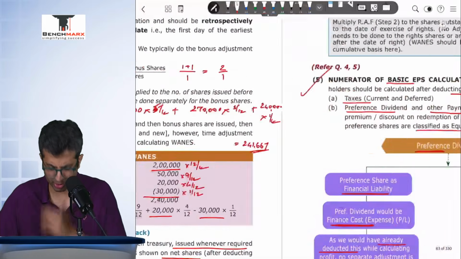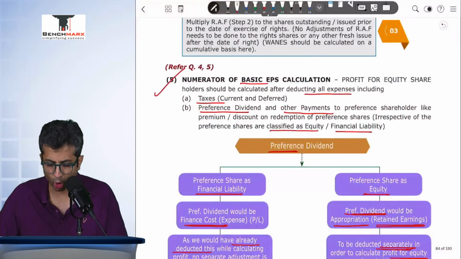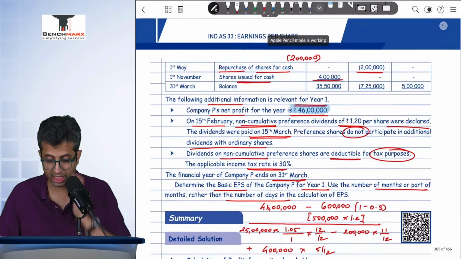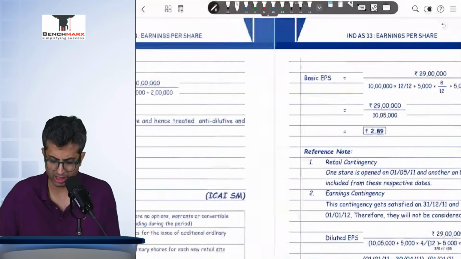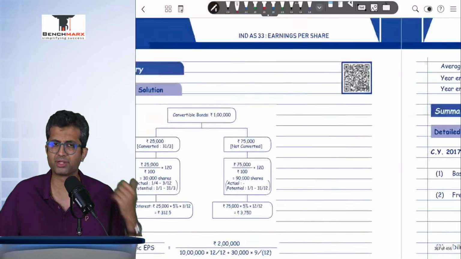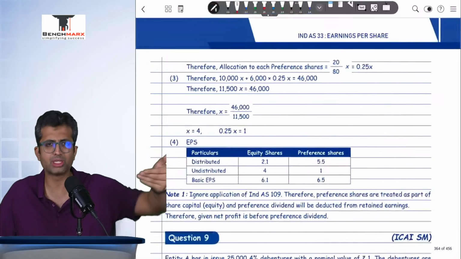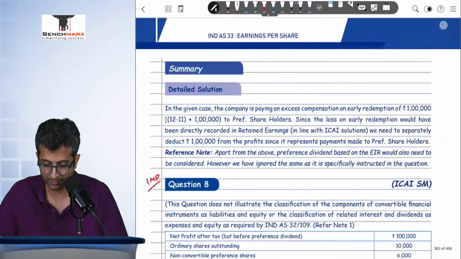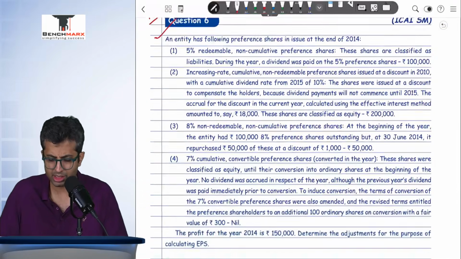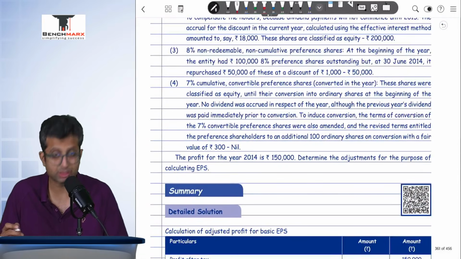Now, before you proceed further, there is also another question which involves the detailed understanding of preference dividend. So if we review that, so that you understand when should preference dividend be separately deducted and when can you assume that it would have already been deducted. So if you go to question number 6, this is for preference shares.